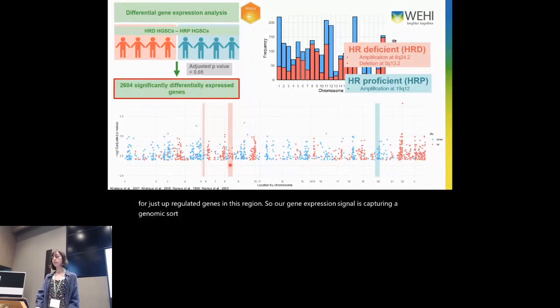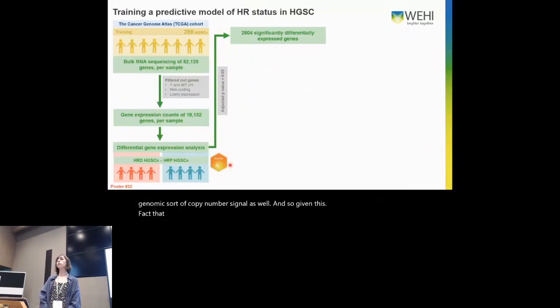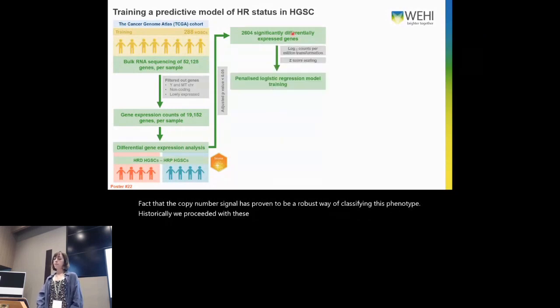And so given this and the fact that the copy number signal has proven to be a robust way of classifying this phenotype historically, we proceeded with these DE genes. We used them as input when training a penalized logistic regression model.